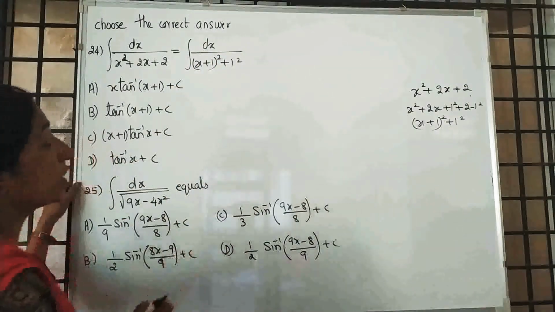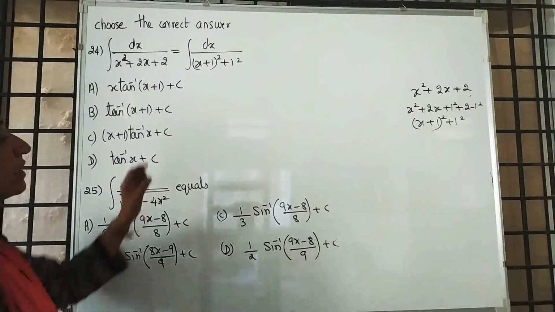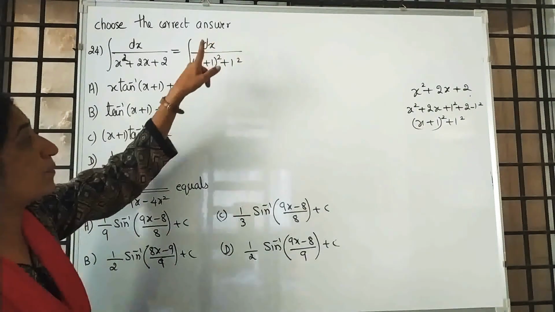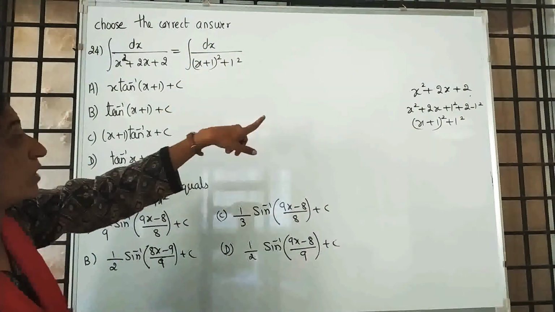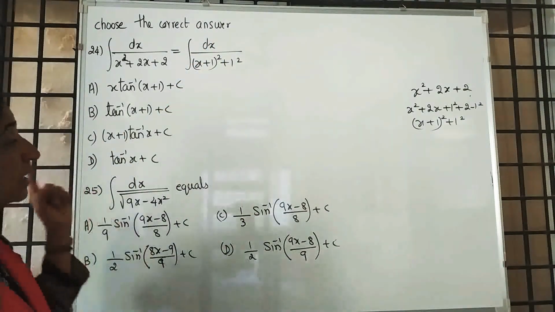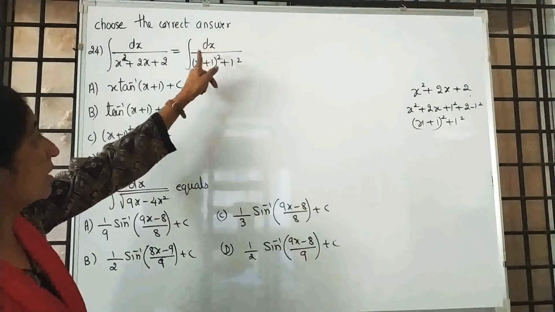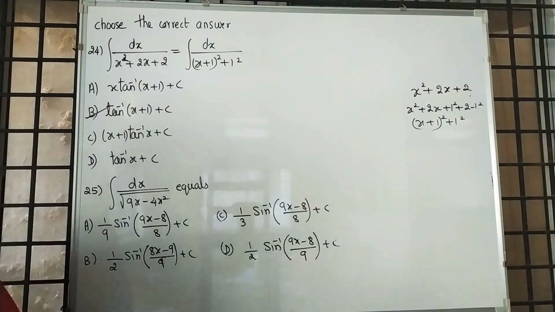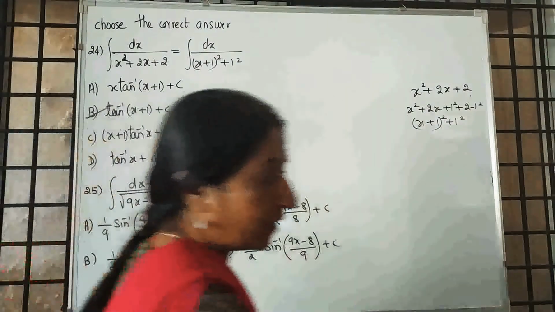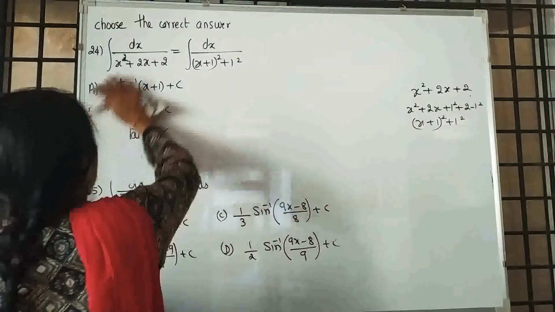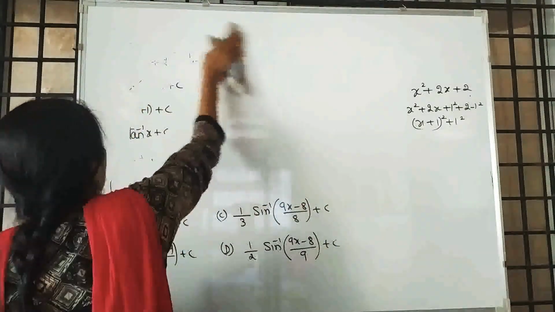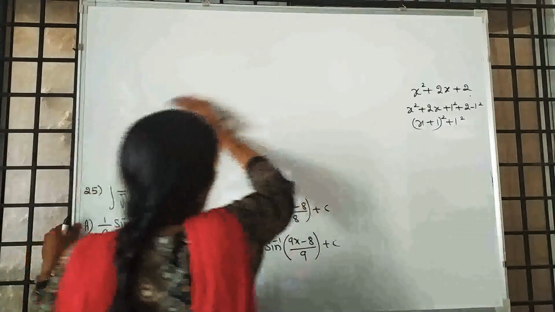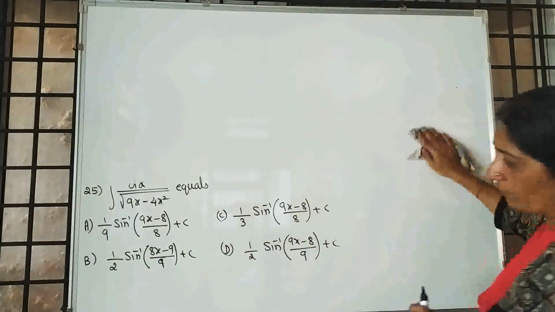Here I am not doing any substitution, directly I will write. It is in the form of 1 upon x square plus a square. That is 1 by a tan inverse, a is 1. Tan inverse of x plus 1 upon 1. That is the answer, option B. Moving to the next question, question number 25. See, it is 100% CT only, because if you are thorough in the calculations, directly you can mark the answer within 2-3 steps.